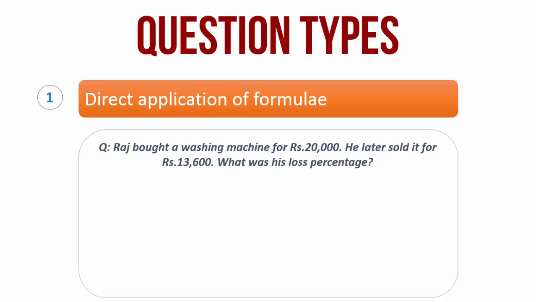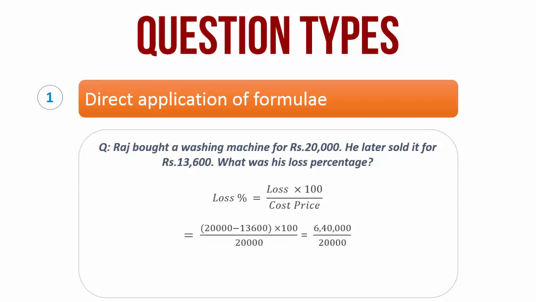So here you have a cost price and a selling price and you have to find the loss percentage. We shall use the formula for loss percentage, which is loss into 100 divided by cost price. The loss here is cost price minus selling price, which is 20,000 minus 13,600. We substitute that in the formula and we get a loss percentage of 32%. So this is the first type of question where the data will already be given to you. You shall have to directly put it into a formula and arrive at an answer.